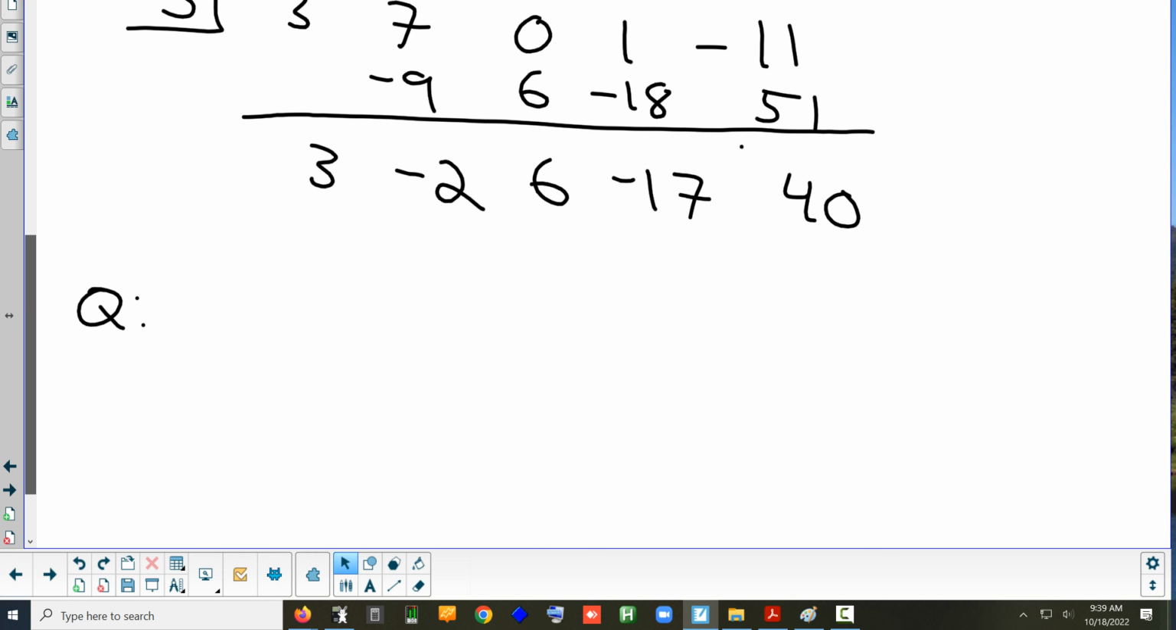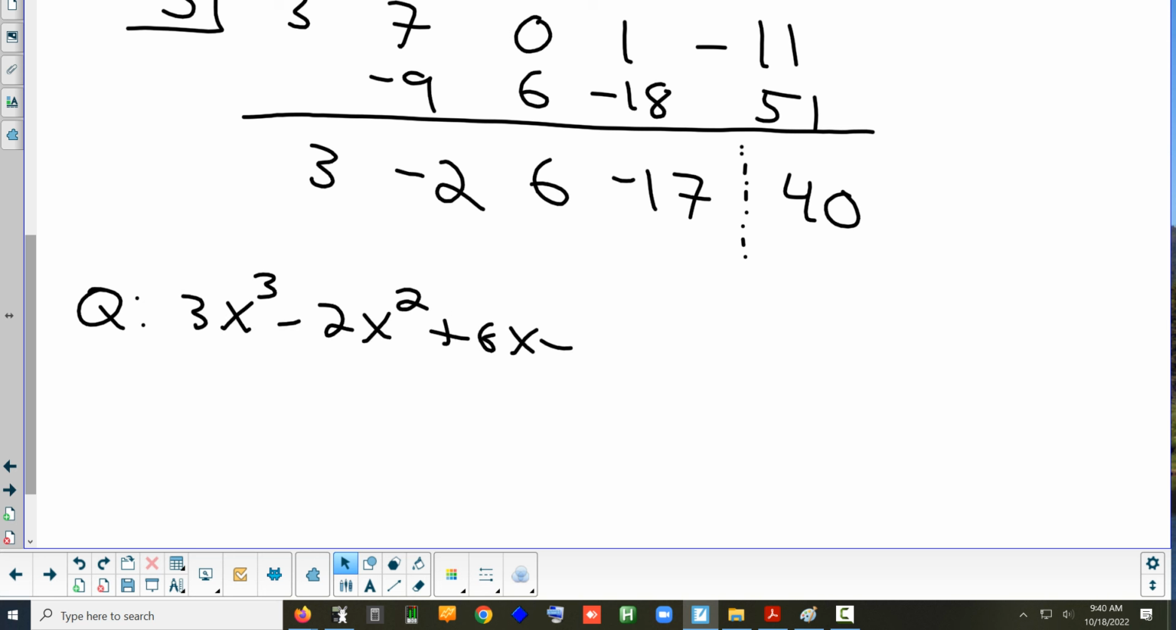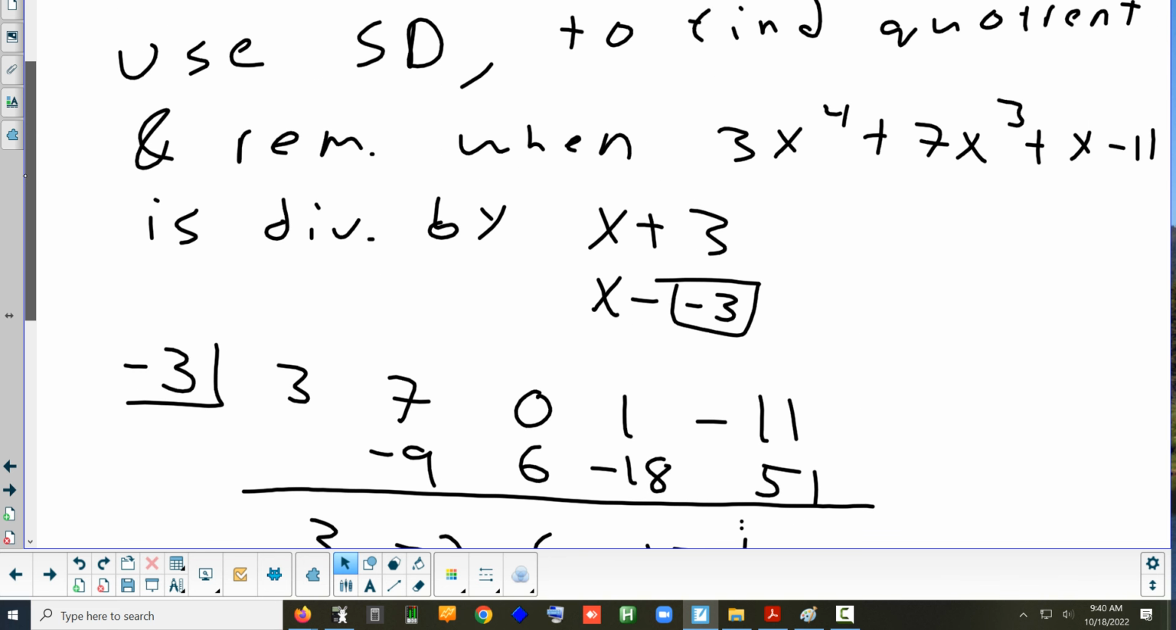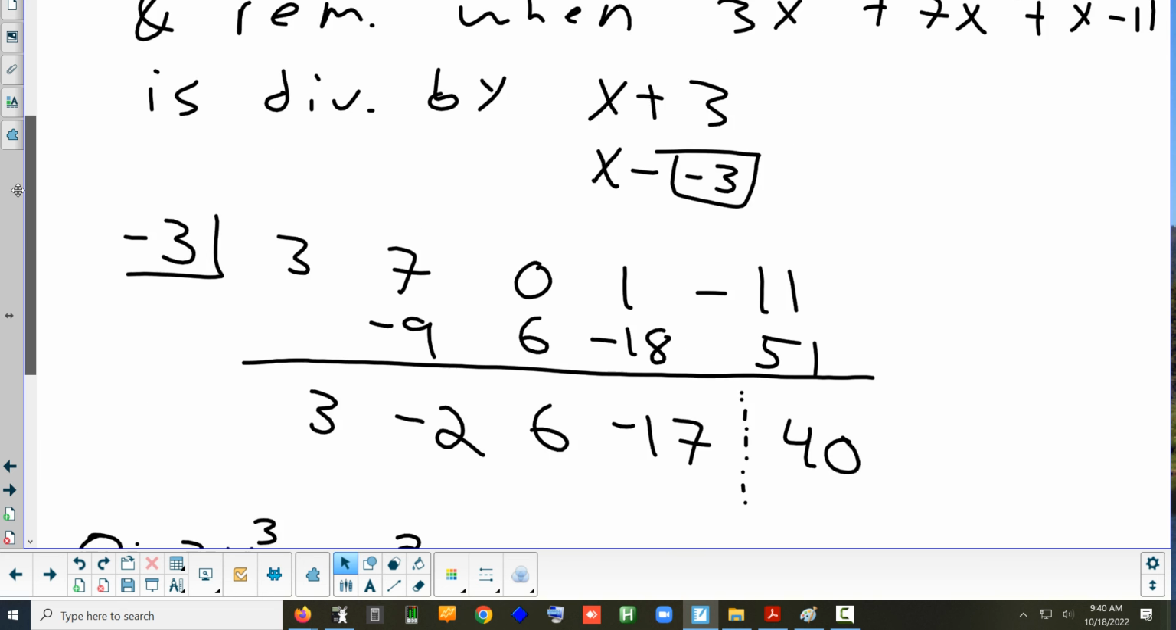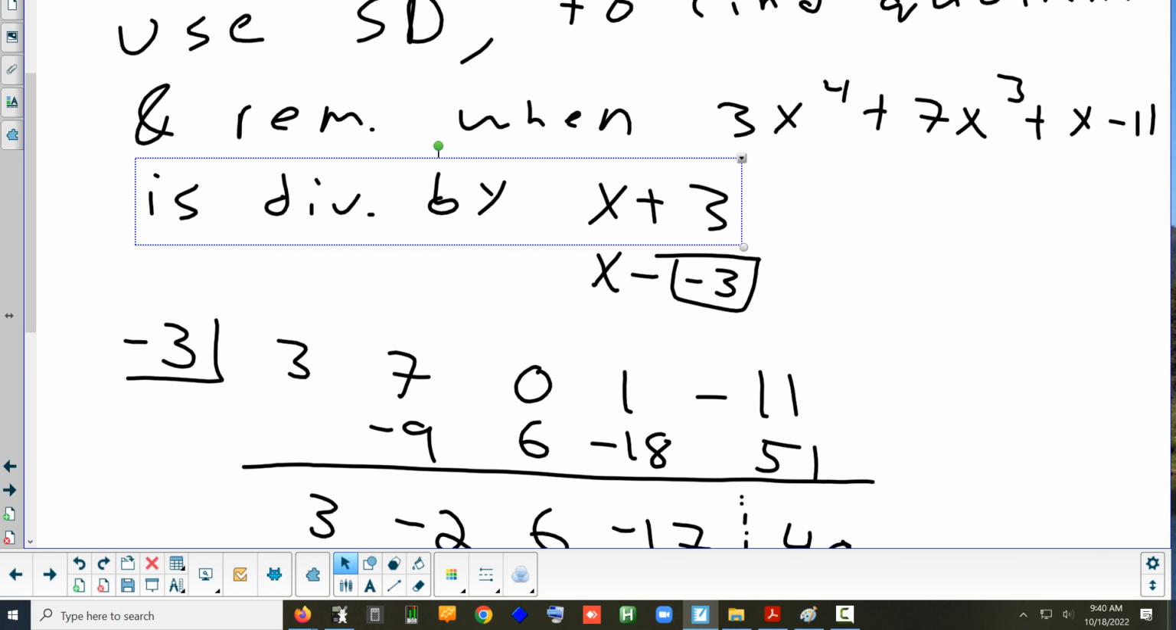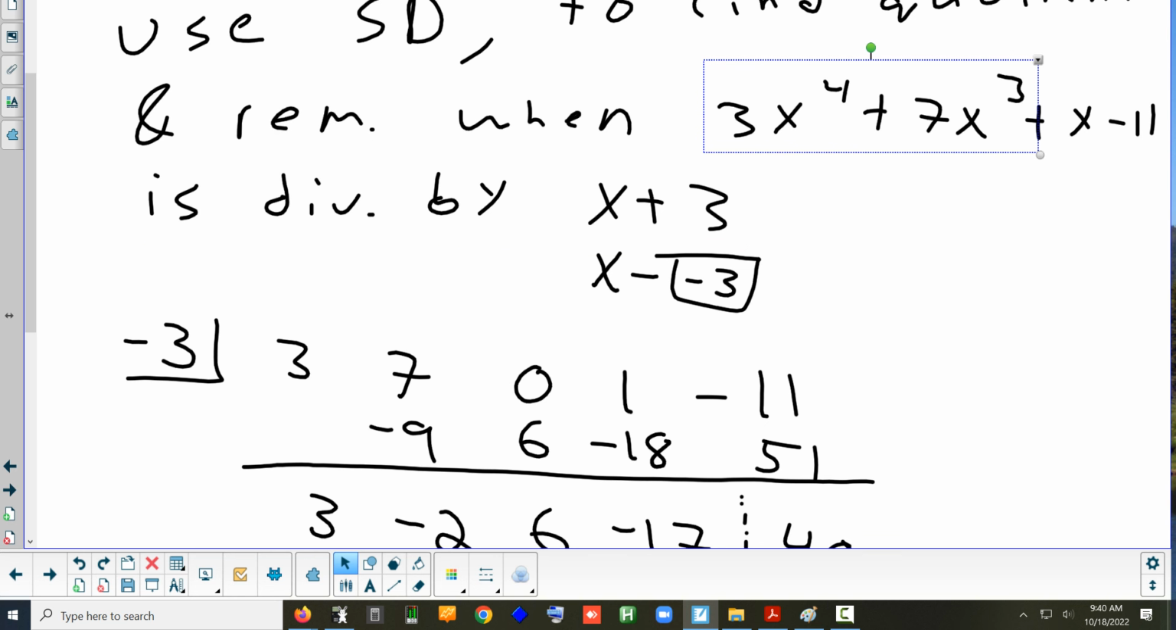If it helps, you might want to do this. I don't know if that helps you, but can if you want. Yeah. It would be 3x cubed minus 2x squared plus 6x minus 17. And my remainder is 40. So, we basically just tried to divide by x minus minus 3. That's x plus 3. What do you know, based on the remainder, about x plus 3 and the original polynomial? Yep. It's not a factor. Right, we know all kinds of things. X plus 3 is not a factor.